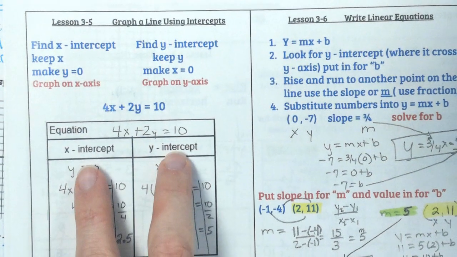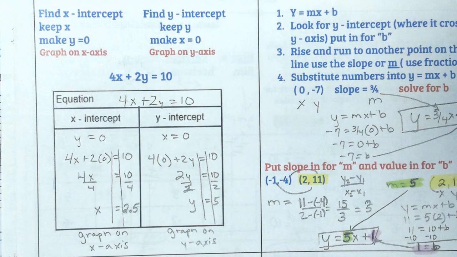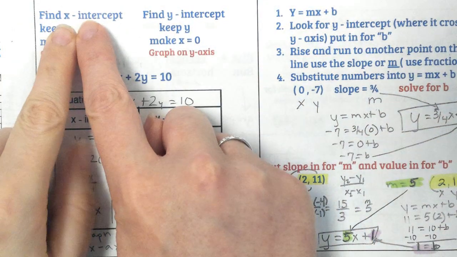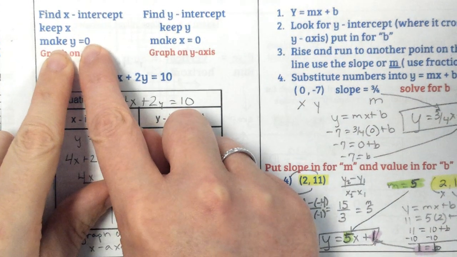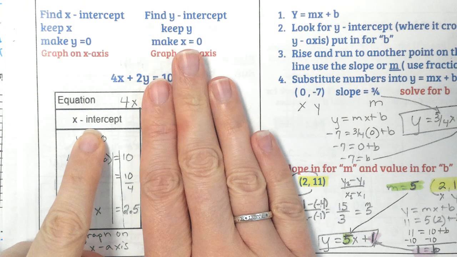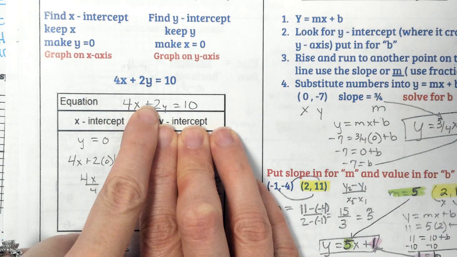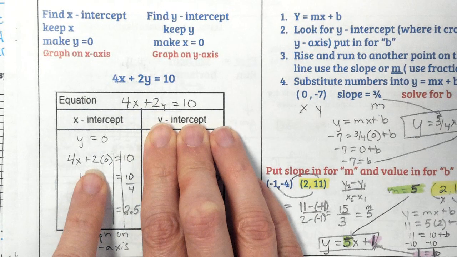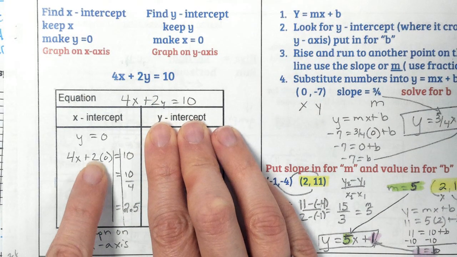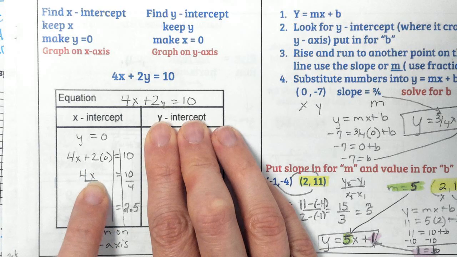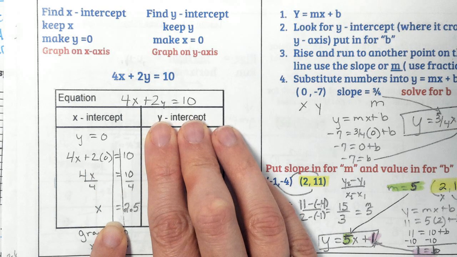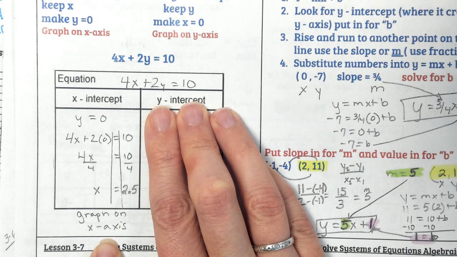So when we look at our x and y intercept, it has a really good example on here. It says to find the x-intercept, we keep x and we make y 0. So x-intercept, we make y 0. 4x plus 2 times 0 equals 10. We wrote that out and we do the math. 2 times 0 is 0. So I get 4x equals 10 and you solve. That means you graph that on the x-axis.